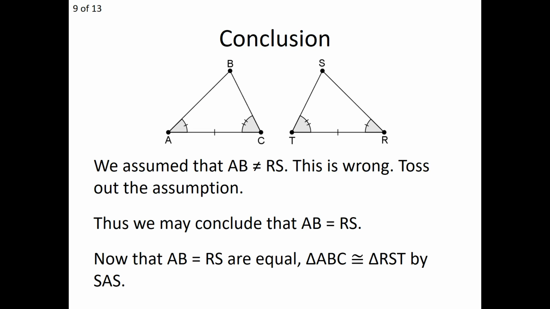So what is our conclusion now? Our conclusion, since we assumed that AB is not equal to RS, that's wrong. We have to then toss that assumption out, and we can conclude that AB has to be equal to RS. So what does that do for us?